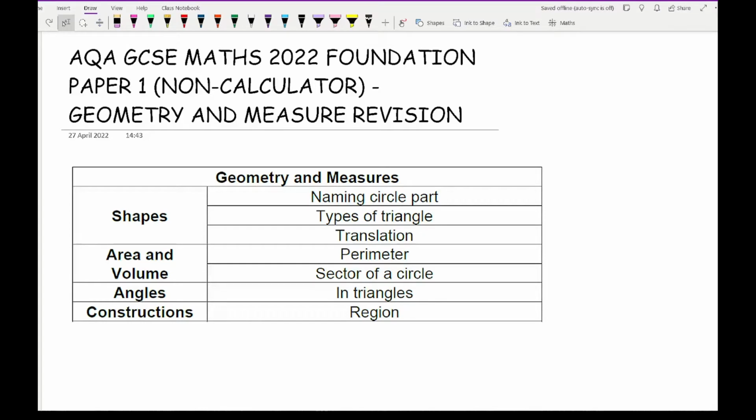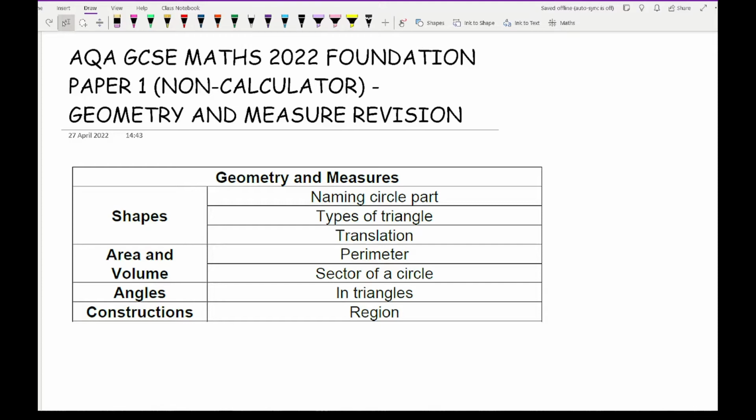Now, before we get started on some example revision questions, let's have a look at the geometry and measure revision list for paper 1 on the foundation paper. Looking at shapes, it says naming parts of the circle, types of triangle, and translation. So naming parts of the circle is just knowing what the different parts are.